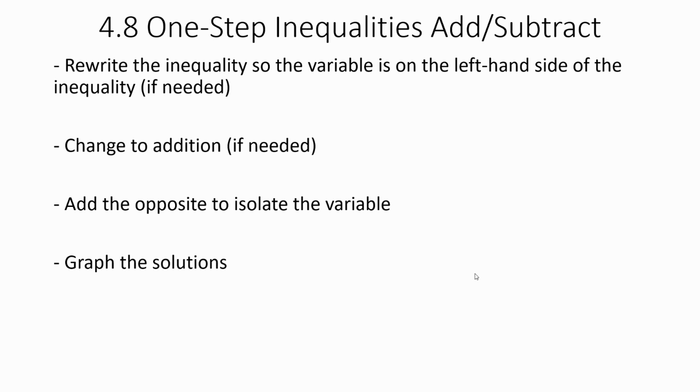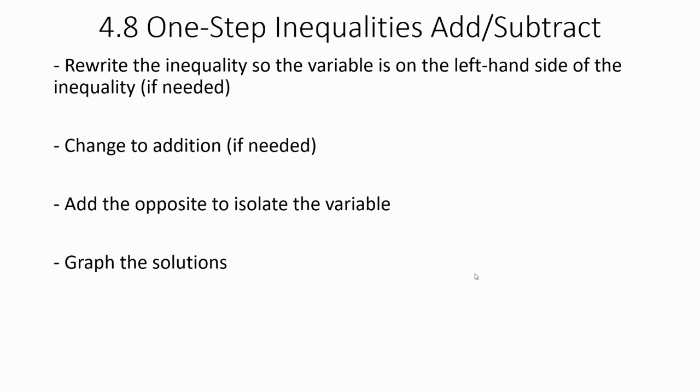Okay, so when you are solving a one-step inequality, you're going to start by rewriting the inequality so the variable's on the left-hand side of the inequality. If you remember me saying in the last lesson, it makes it a lot easier to graph when the variable's on the left, because then you can just go with the inequality symbol. If it says x is less than 5, you know that you're graphing all of the numbers that are less than 5. If it says x is greater than or equal to 2, that means you're going to graph all the numbers that are greater than or equal to 2. So it makes it a lot simpler.